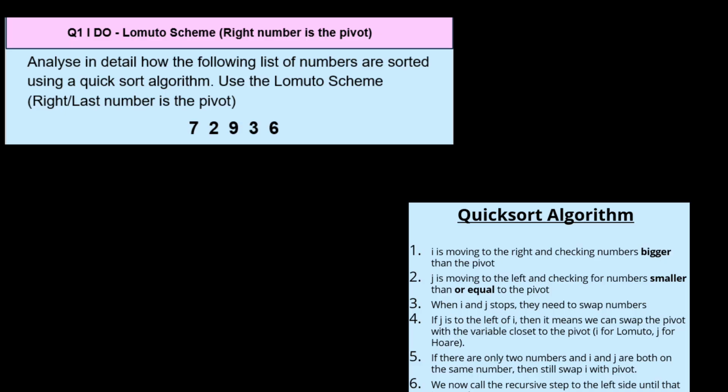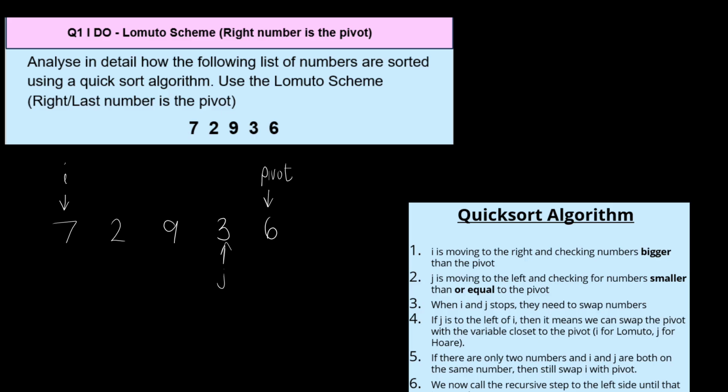We are going to use the numbers 7, 2, 9, 3, 6 as our list to sort. So we will start with the numbers 7, 2, 9, 3, 6. The last number, so that's the Lomuto scheme, is going to be our pivot. The first number in our list is going to be I. And the number one less than the pivot is going to be our J. So we've got I and J.